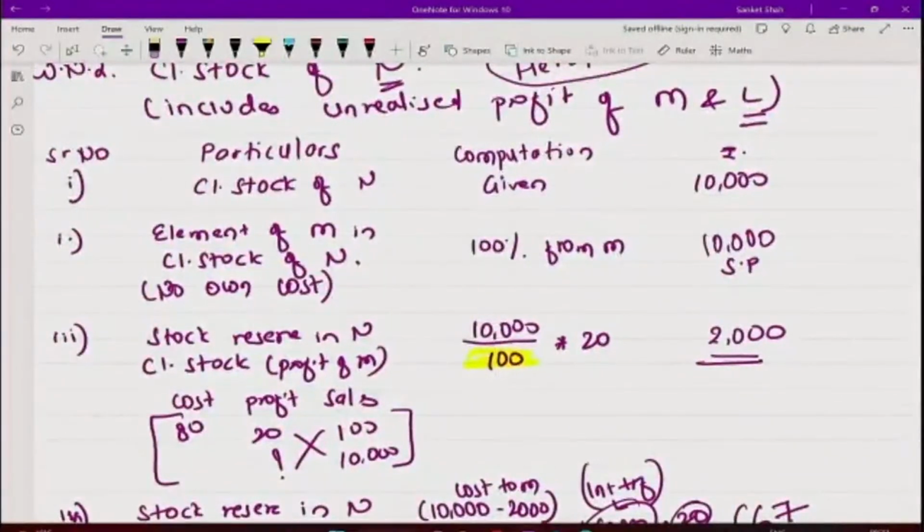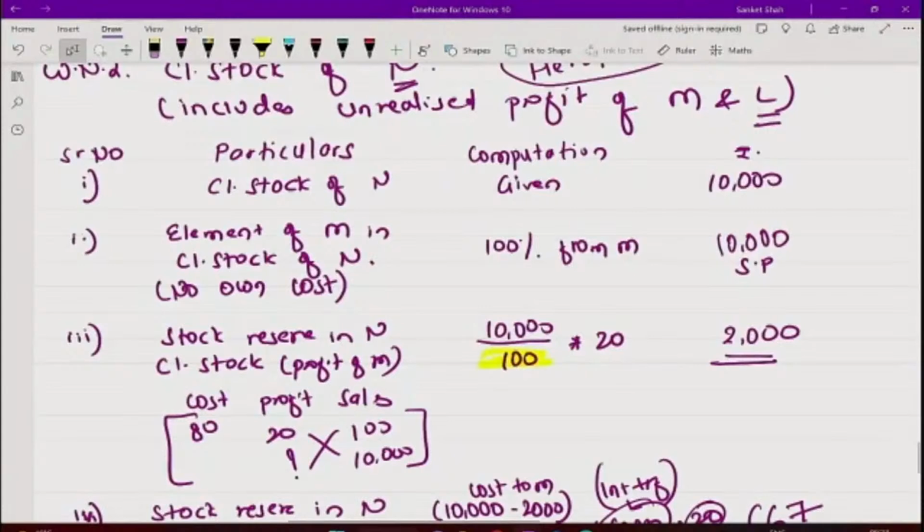Element of M. Yes, Saurav. Element of N in closing stock of N. No own cost. No own cost. N का no own cost of N.